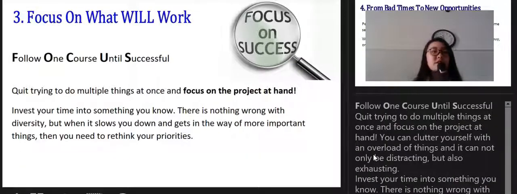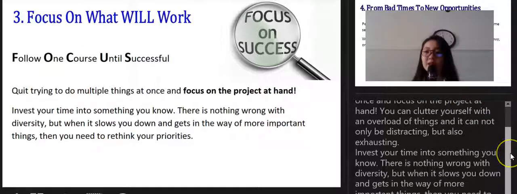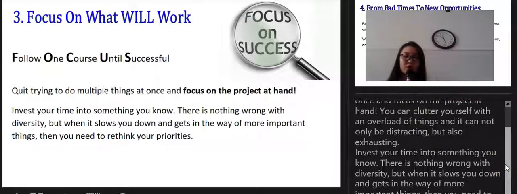Third, focus on what will work. Quit trying to do multiple things at once and focus on the project at hand. You can clutter yourself with an overload of things and it can not only be distracting but also exhausting. Invest your time into something you know. There is nothing wrong with diversity, but when it slows you down and gets in the way of more important things, then you need to rethink your priorities. Find what will work for you and stick with it. Each person is different.